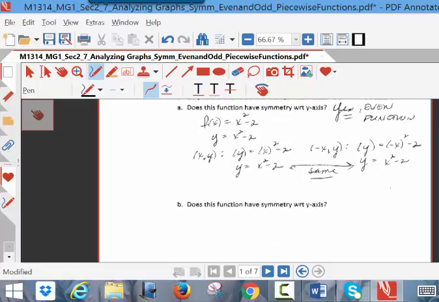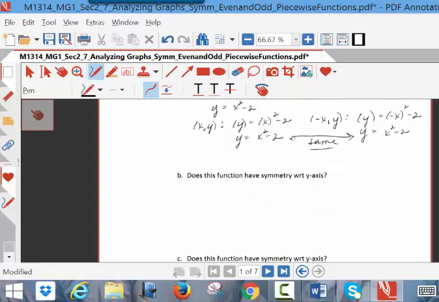Okay, so let's try another example. Here's another question just like the one before. It says, does this function have symmetry with respect to the y-axis? Well, let's put a function up here. Suppose we have f of x equals x cubed plus 2x. Okay, so they're not giving me a beautiful little graph that I can just look at and see if it looks like it has symmetry. They're giving me an equation.